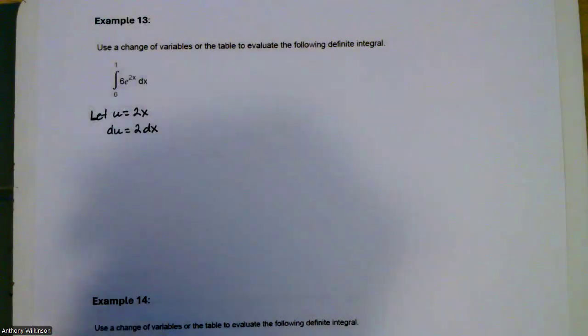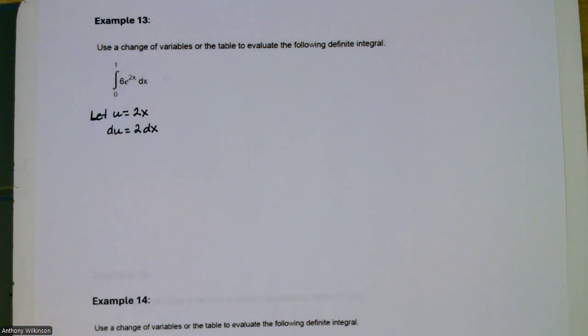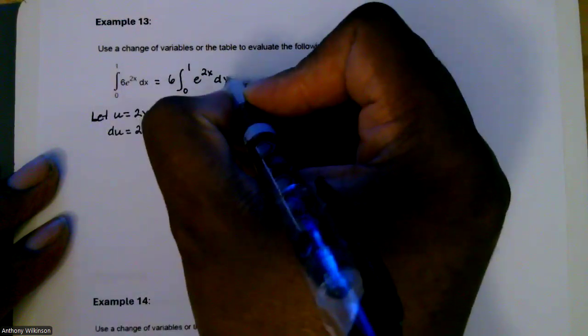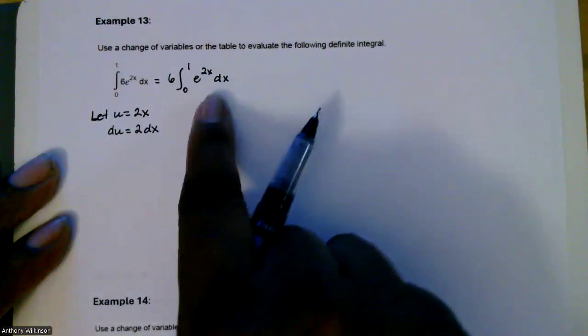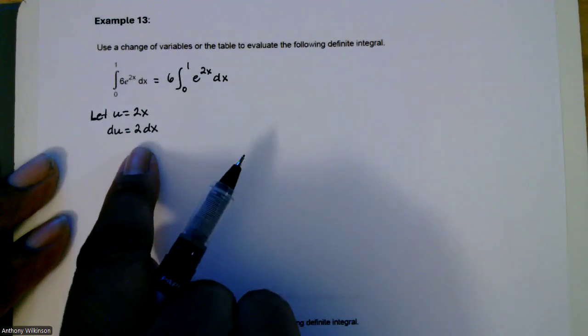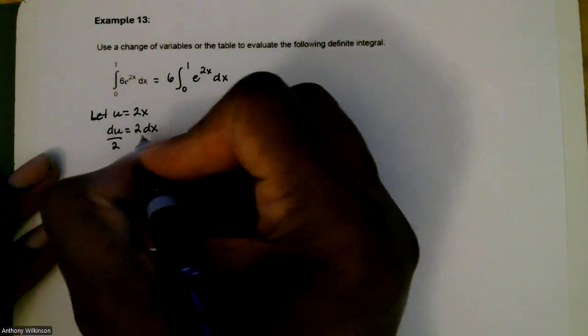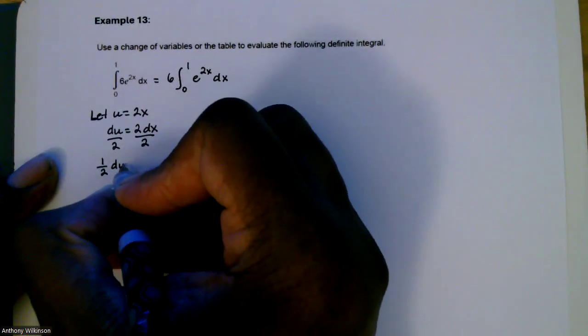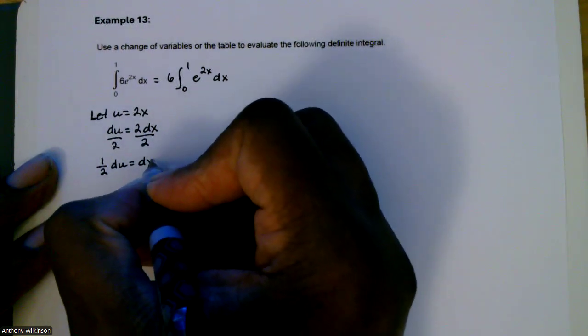Now, let's do this right here. I want to put the 6 out in front, so it'll be 6 times the integral from 0 to 1 of e to the 2x dx. Now I have dx, so I need to get dx by itself. I'm multiplying it by 2, so let's go ahead and divide both sides of this equation by 2. So here we have 1/2 du is equal to dx.